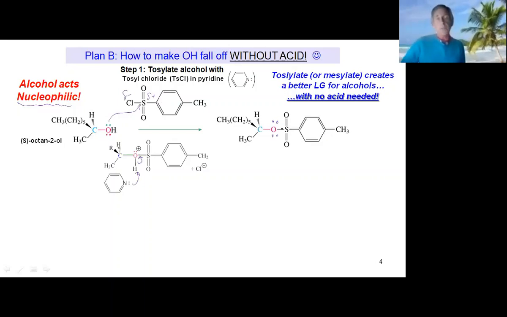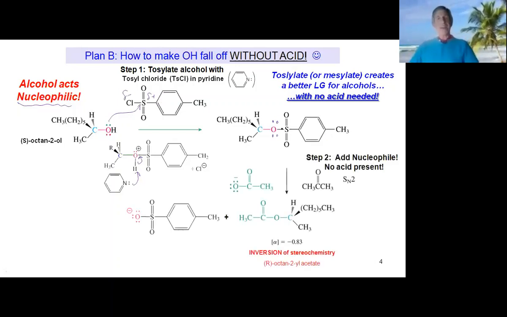I could have done this with the mesyl chloride as well. I'm just showing you here with tosyl chloride. Okay? And the beauty of this is I've taken my alcohol and made it into a mesylate or a tosylate. This one is a tosylate. And now I have a great leaving group. Do I need acid? No. So now I can do my SN2 reaction with my strong nucleophile, my acetate ion, and acetone, and no acid is present. Woohoo! That is awesome.